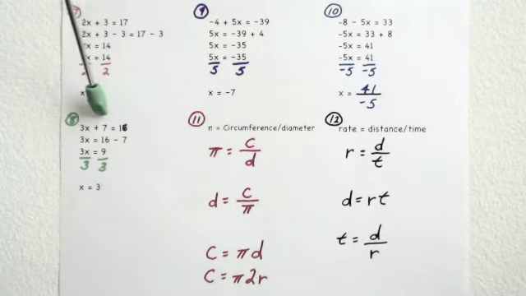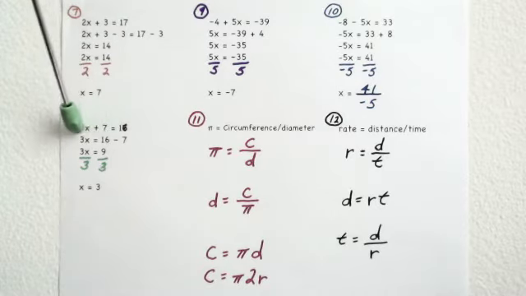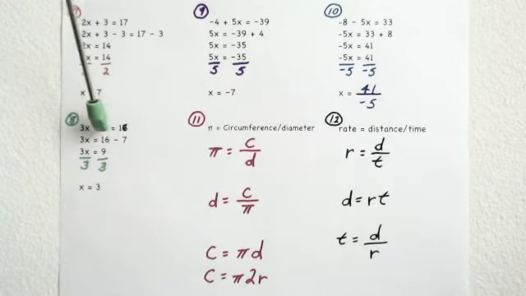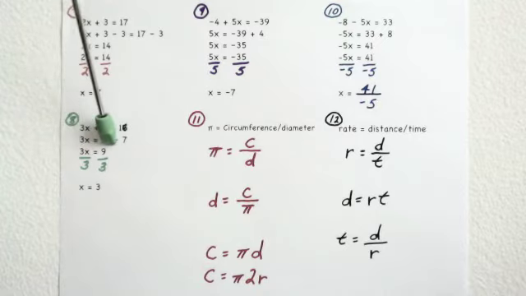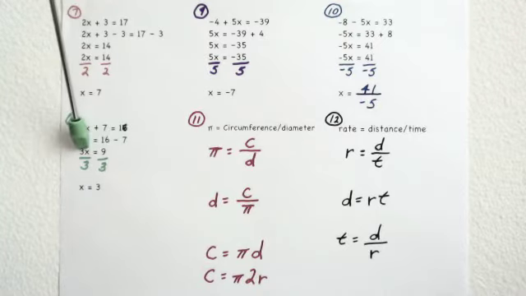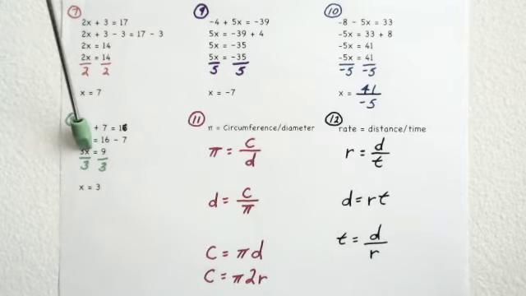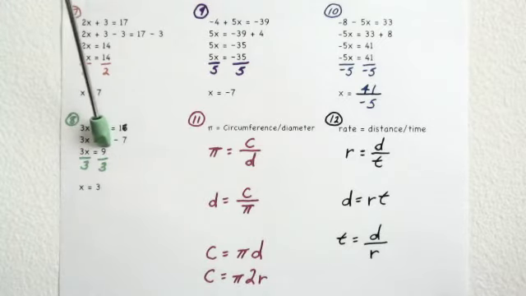I could have done it just like this. I could have added negative 7 to both sides, and this would have been eliminated, and I'd be left with just 3x. So I have 3x equals 16 minus 7. 16 minus 7 is 9. So I have 3x equals 9. To get x by itself, I must divide by 3 because it's being multiplied by 3. Whatever I do to one side of the equation, I must do to the other.